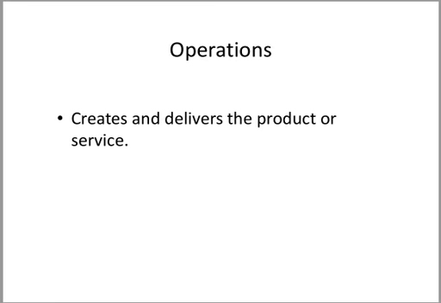The second key function, which is the heart, the core of any organization, is operations, which essentially means creating and delivering the product or service, right? So in the case of a bank, banking operations is what the operations is. In the case of a manufacturing company, it would be the production or the assembly of a product, the production floor, what we call a shop floor, a manufacturing floor, is where the operations happen.